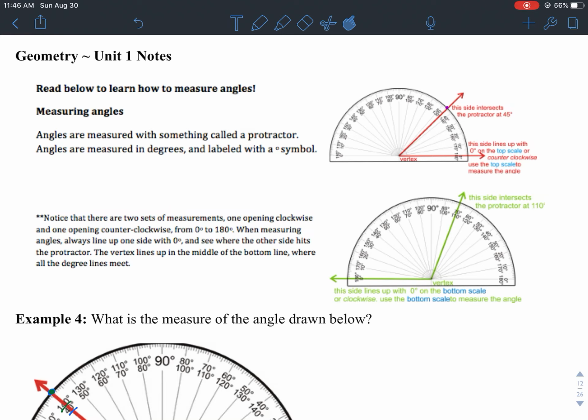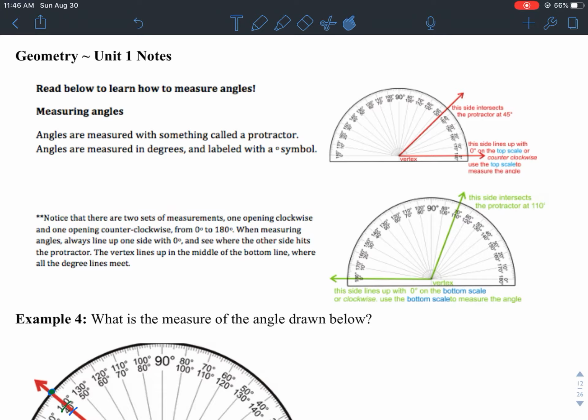So for the purpose of this lesson, we're going to read about it, take a look at some pictures. The main thing that you guys have to know about this is that we use a tool called a protractor to measure angles. And when we measure angles, they're measured in degrees. So we use a degree symbol to label them.